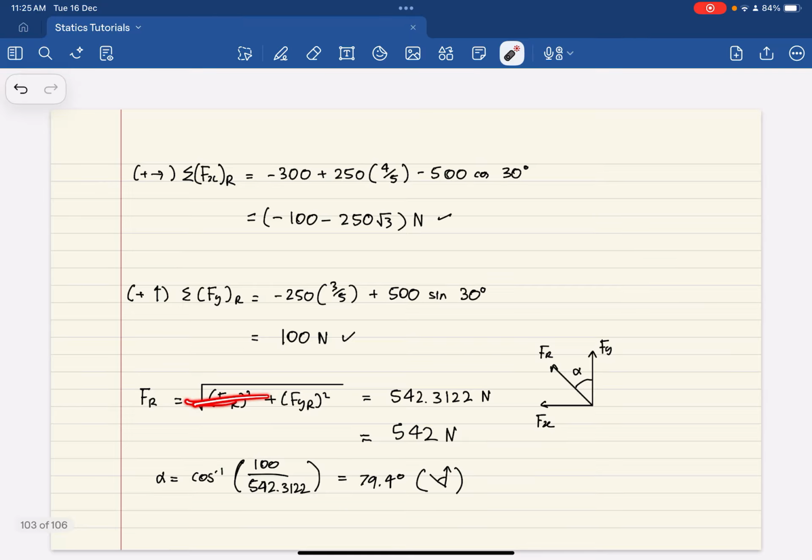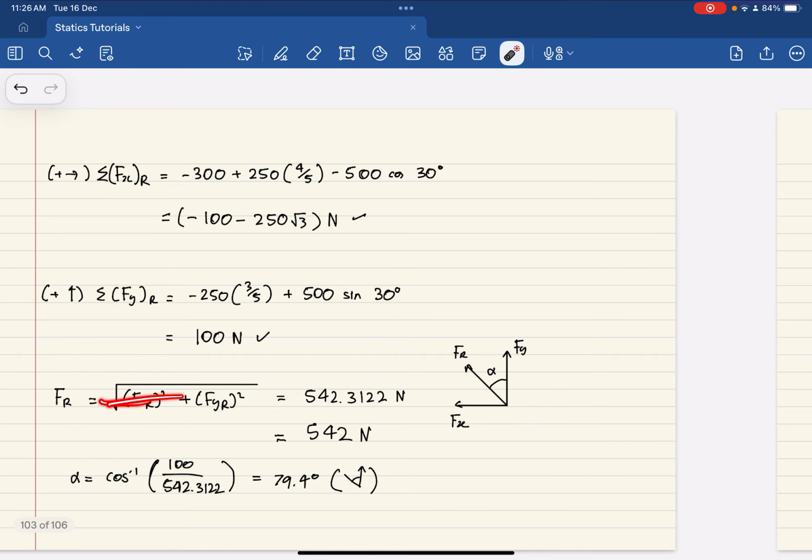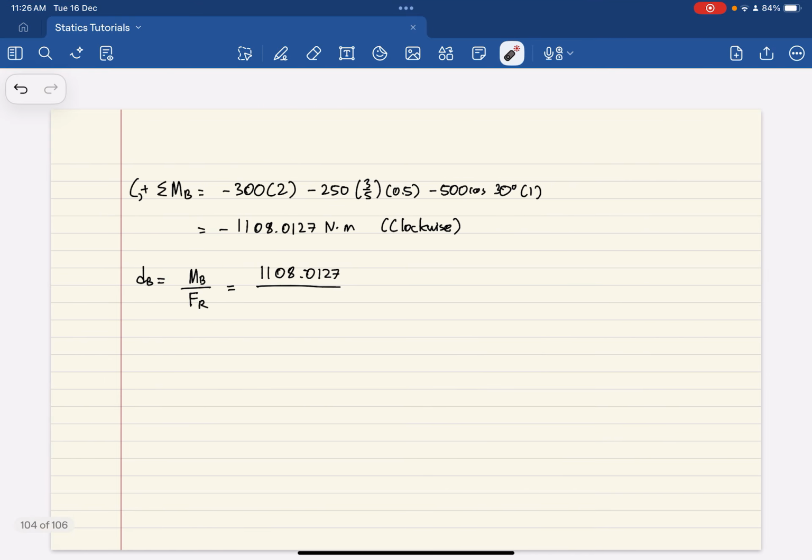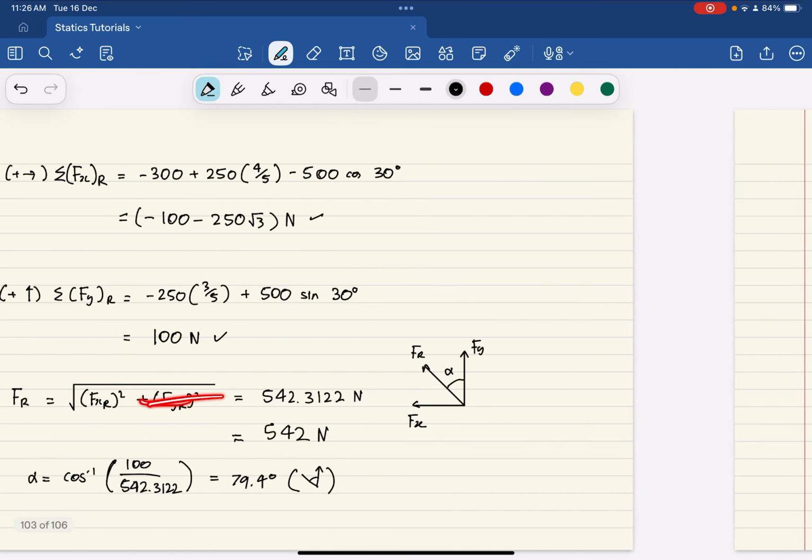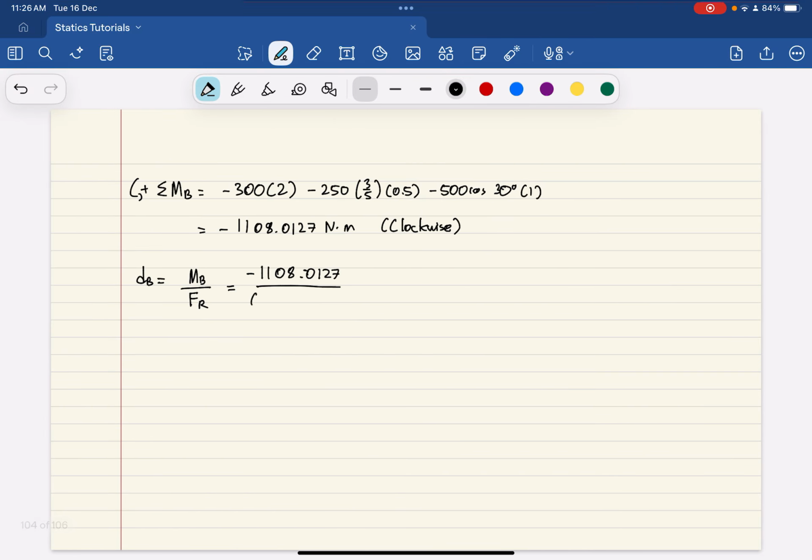So let's take Fr in terms of Fx, which is negative here. Let's put the negative sign. We take the Fx would be negative 100 minus 250 root 3. Let's see what we end up getting.